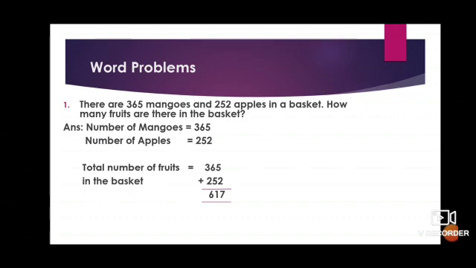So we have number of mangoes 365. Number of apples 252. To get the total number of fruits in the basket, you have to add these two numbers. So add these numbers, children. When you add, you get 617. So the total number of fruits in the basket is 617. Let's see one more question.